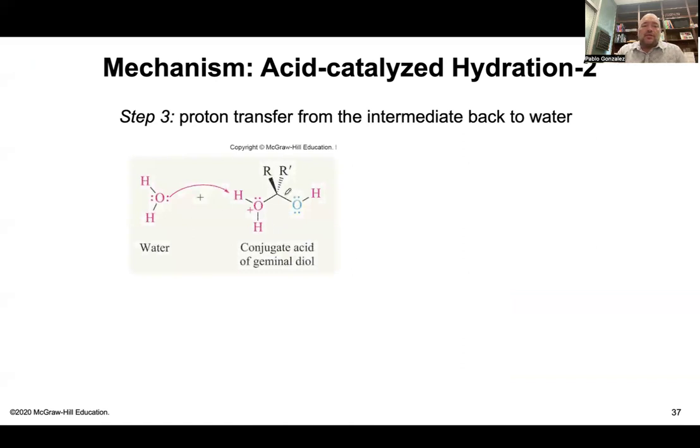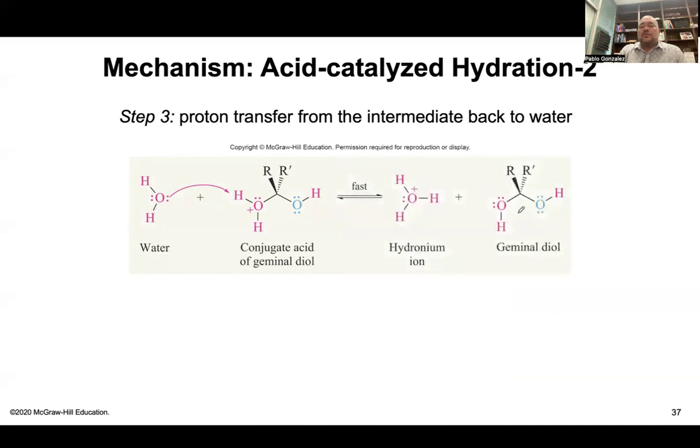We have here the protonated geminal diol. Water can remove this hydrogen. Remember, nucleophile to electrophile. There's the electrophile. We're going to attack that electrophile by removing that hydrogen, and we're going to have then the geminal diol and the hydronium ion. And that's going to be the acid-catalyzed hydration, the two mechanisms for the hydration of aldehydes or ketones, basic and acidic conditions.